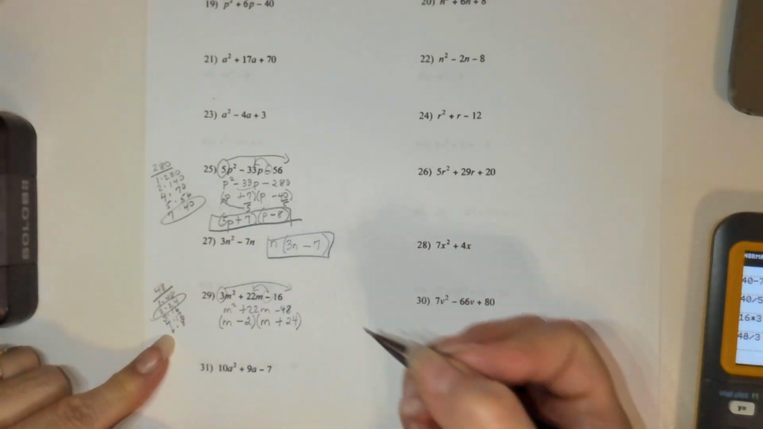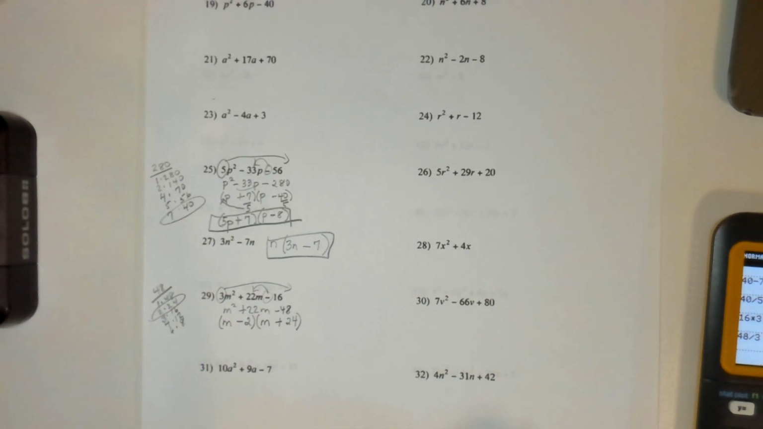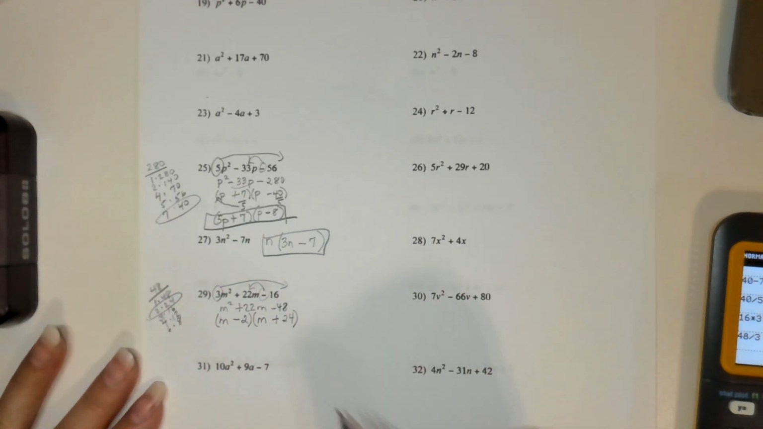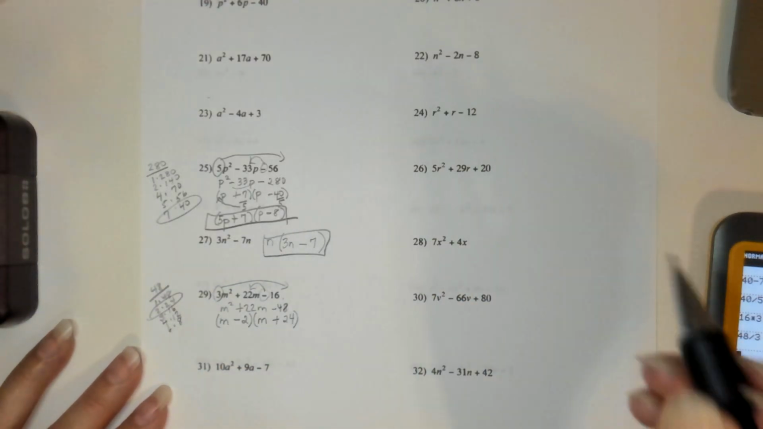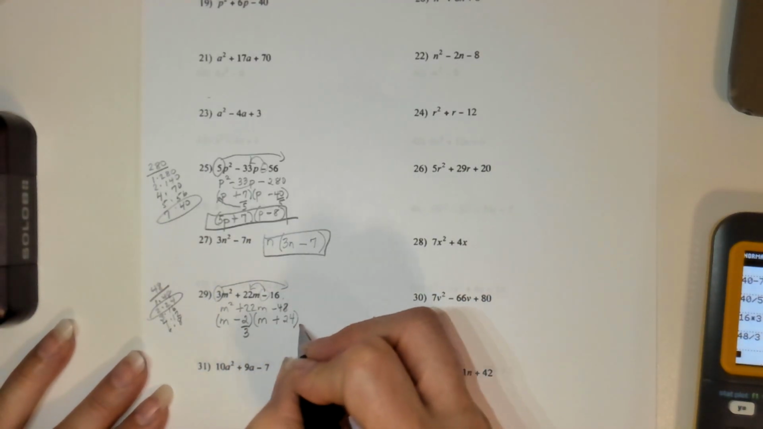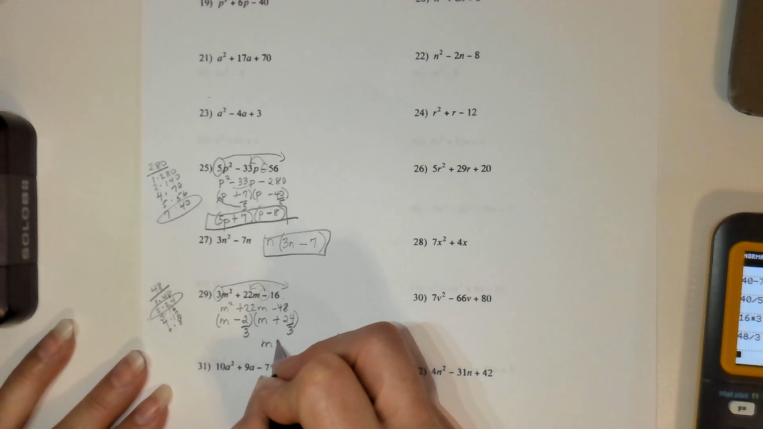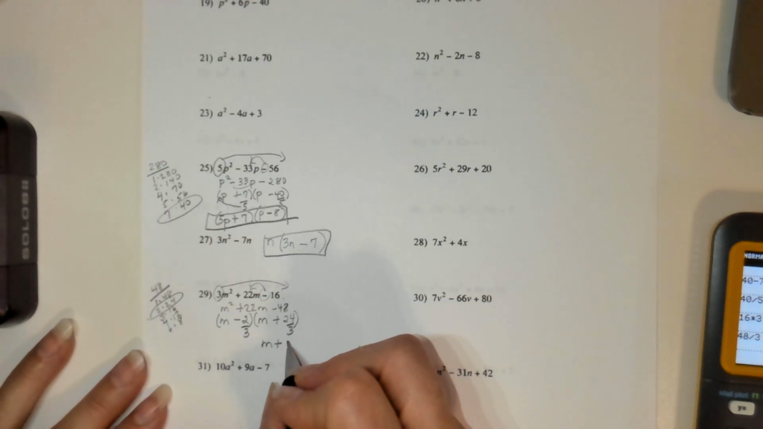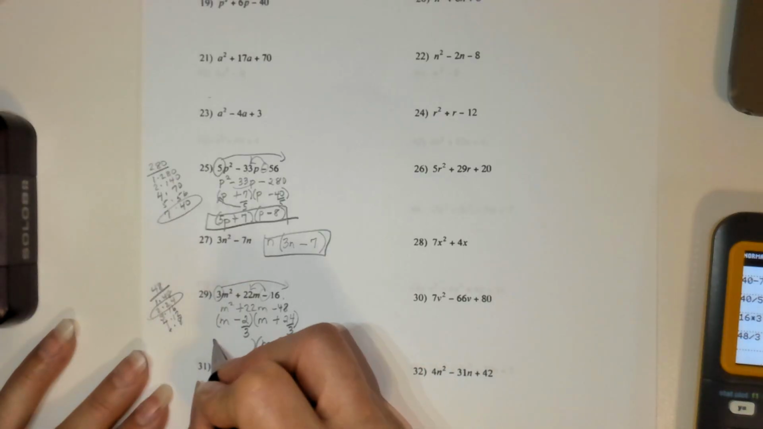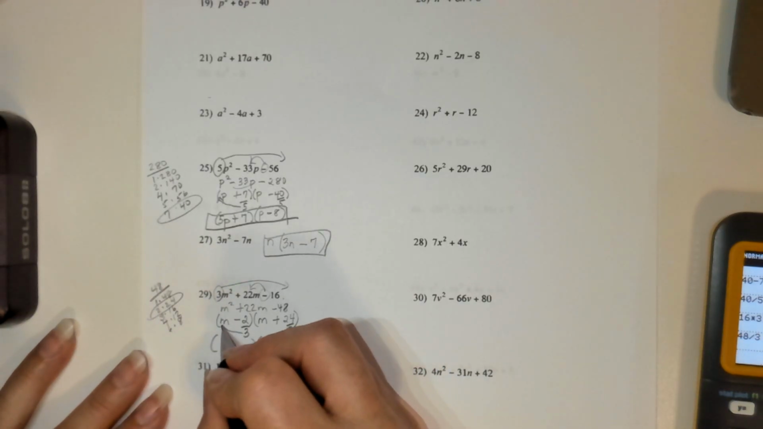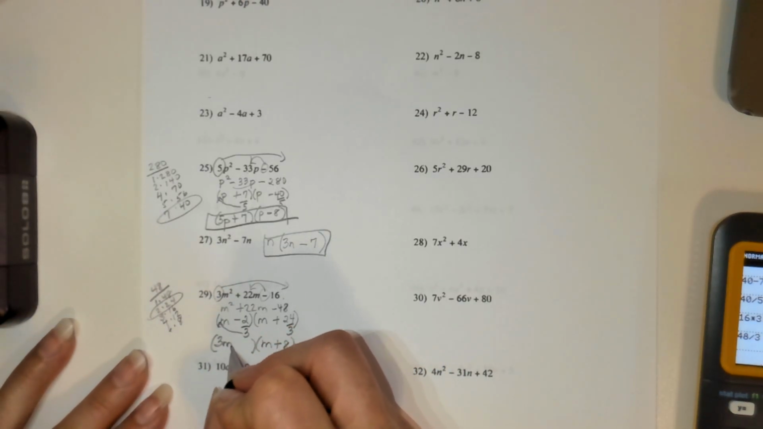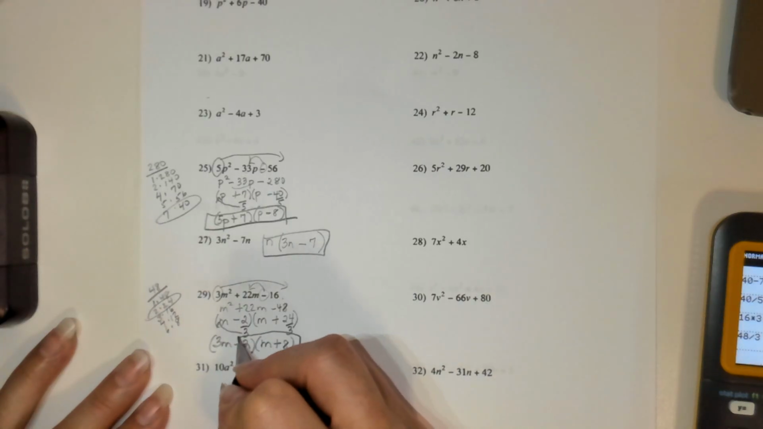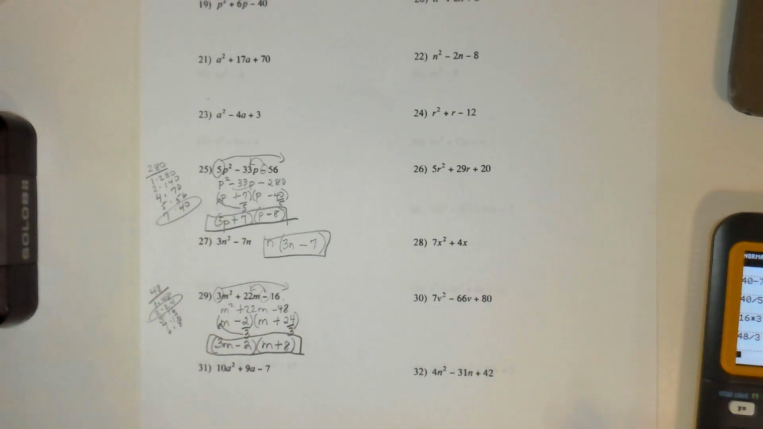And m times m makes m squared, but we're not quite done. Remember the trick. We multiplied by 3. Now we divide by 3. Well, 24 divided by 3 makes m plus 8. 3 does not go into 2, so we'll put it in the front. So it's 3m minus 2. And that is the answer to number 29.